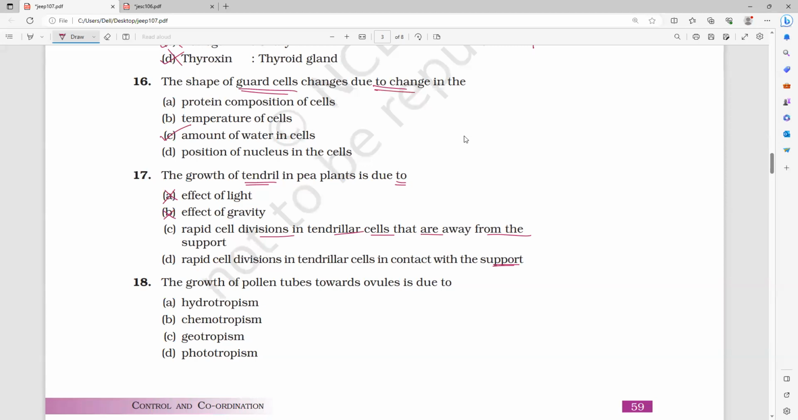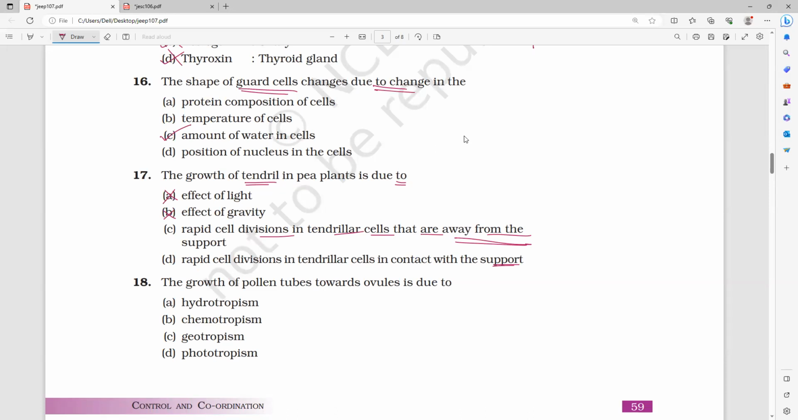So what is the correct option? Option C, sir. Option C: they are away from the support. Option D: rapid cell divisions in tendril cells that are away from the support. They are moving towards the support, correct? Pea plants. Check it, everyone.